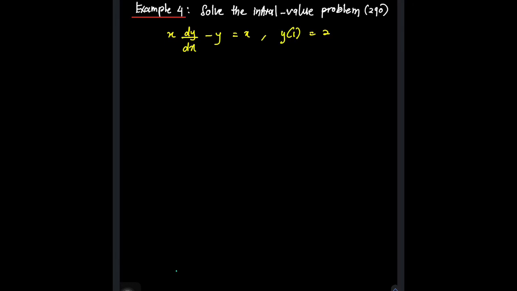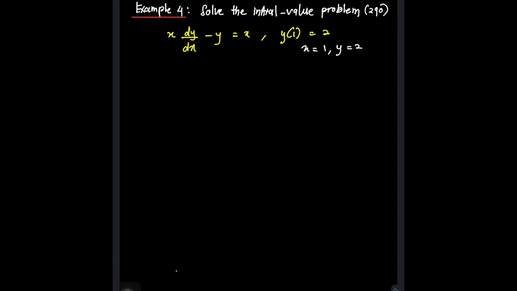Bismillahirrahmanirrahim. Now look at example 4, page 290. Solve the initial value problem. Why is it called an initial value problem? Because when x is equivalent to 1, then y is equivalent to 2. So it means that you are given the initial value.